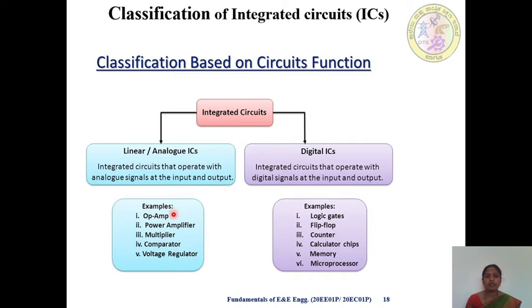The examples of linear ICs or analog ICs are op-amp, power amplifier, multiplier, comparator, voltage regulator. These are good examples of linear ICs. Next, the examples of digital ICs: logic gates, flip-flop, counter, calculator chips, memory, microprocessors. These are good examples of digital ICs.